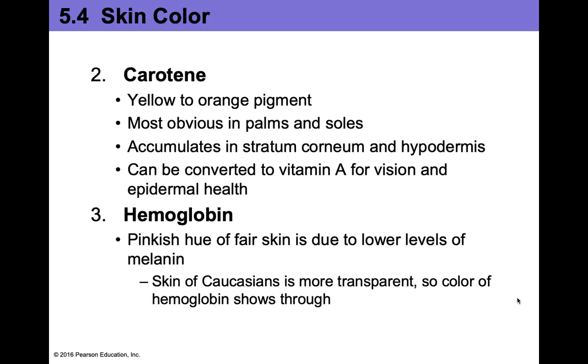Next, you have keratin. If you've heard of beta carotene, it's orange, so this could help you out here. It's in carrots. So yellow and orange pigment here. It's going to be most obvious in the palms of your hands and the soles of your feet.